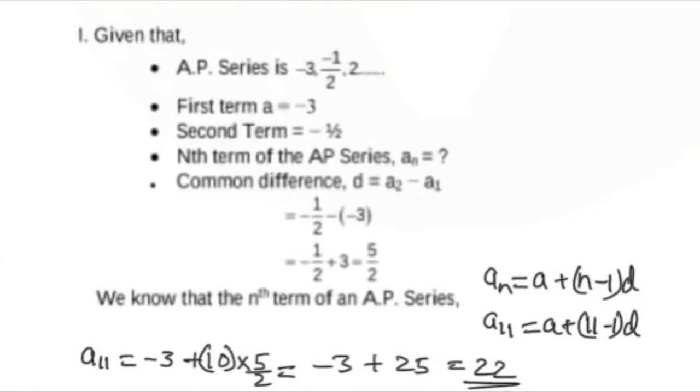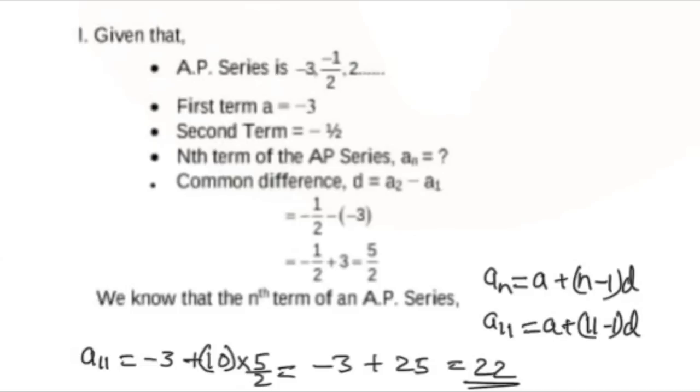Now second part. In the AP we are given minus 3, minus half, 2 and so on. So from the given numbers we can write the first term is minus 3, second term is minus half. Now we have to calculate the nth term. Common difference is second term minus first term. So minus half minus minus 3. When we calculate this we get 5 by 2. So the common difference is 5 by 2.